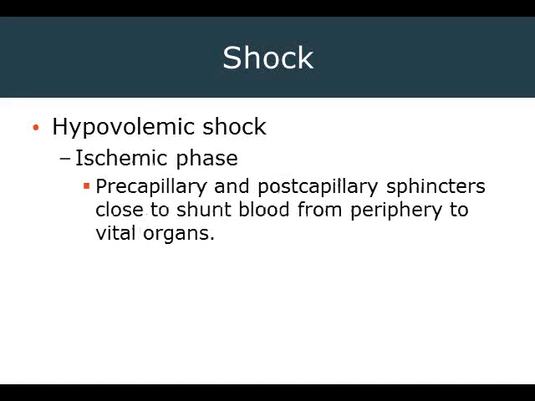Well, there's an ischemic phase to hypovolemic shock in which the precapillary and postcapillary sphincters close to shunt blood from the periphery to the vital organs. So that's where we start to get that pale look to us. Now, to demonstrate this, you can look on page 250 in your text. You can see that we have, obviously in blue, a venule, and the major one in red is an arteriole, those being our major working blood vessels there, getting right down into that capillary network.